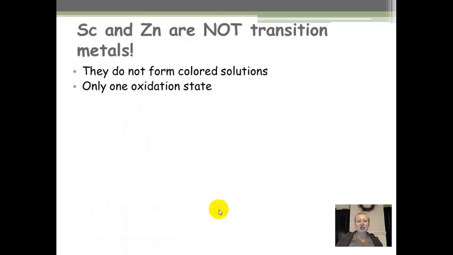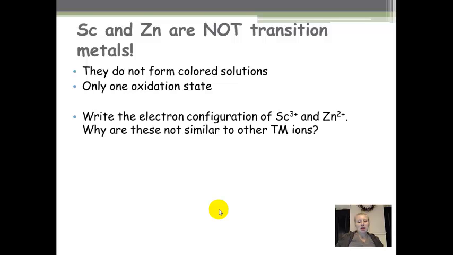Now, here's where we lie to you. Scandium and zinc are not transition metals. They do not form colored solutions, and they only have one oxidation state. When we write the electron configurations of the scandium ions and the zinc ions, it's very easy to see why they're not the same as other transition metal ions.